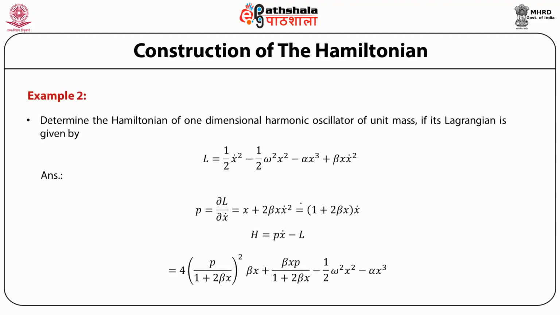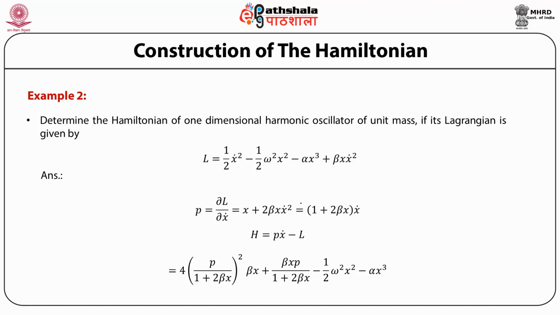First term is x dot plus 2 beta x dot square, because the second and third terms do not depend on x dot. So the partial derivative of the second and third terms with respect to x dot vanishes, and therefore the momentum conjugate to the coordinate x is simply x dot plus 2 beta x dot square, which is equal to (1 plus 2 beta x) times x dot.